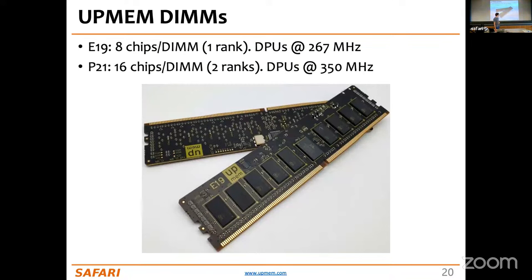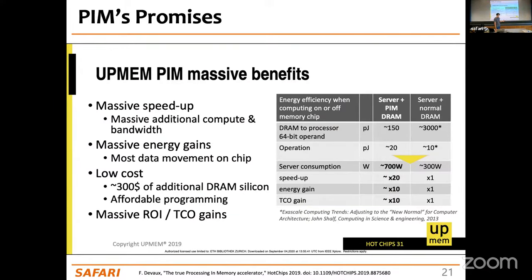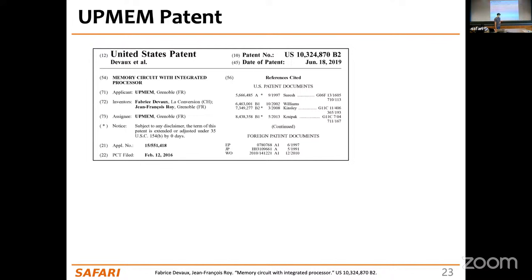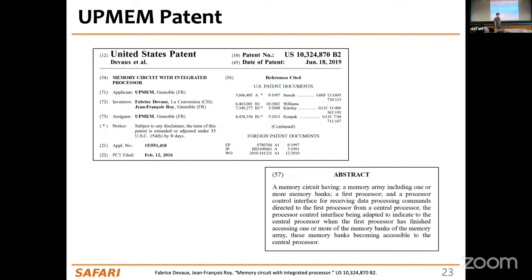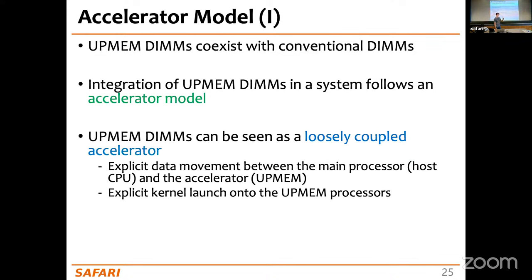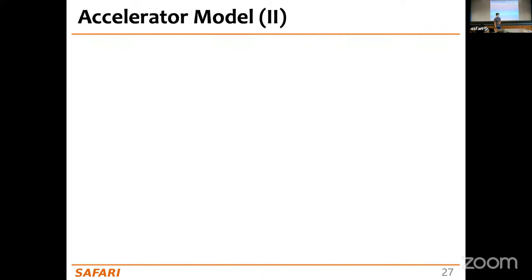This is how the current DIMMs look like. These are DDR4 DIMMs, and we were discussing the potential gains that we can have with this kind of system, at least theoretically or in optimistic estimations, and the issues that prevented PIM systems from becoming a reality earlier. Remember that I mentioned this patent that has the very initial description of the AppMem PIM system: basically a host CPU that is connected to the DRAM DIMMs, and in the DRAM DIMMs we have multiple chips, and in each of the chips we have several processors.